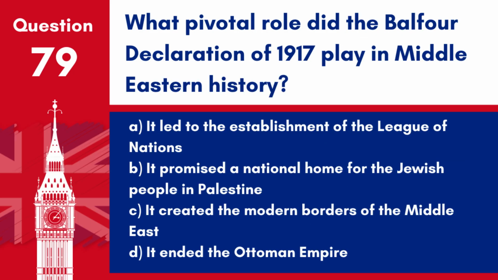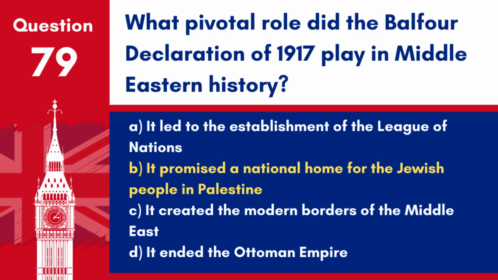Question 79. What pivotal role did the Balfour Declaration of 1917 play in Middle Eastern history? A. It led to the establishment of the League of Nations. B. It promised a national home for the Jewish people in Palestine. C. It created the modern borders of the Middle East. D. It ended the Ottoman Empire.